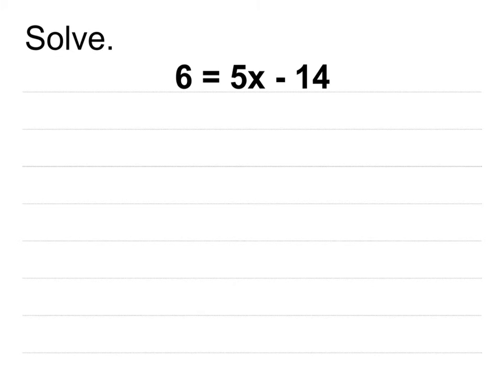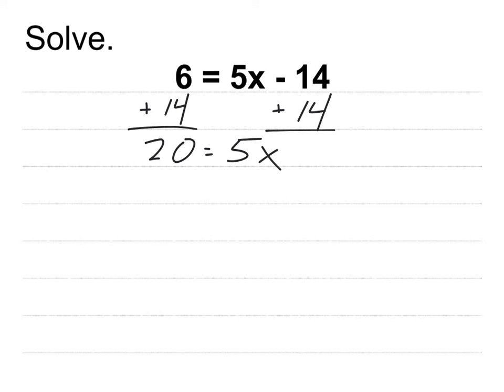All right, so let's take a look at the work that you did in order to solve this. Remember, first thing I want to do is get rid of the addition and subtraction. That's the bottom of the order of operations. So in this case, that means getting rid of this minus 14 here, which means add 14 to both sides. So add 14, add 14. And so we got 20 equals 5x.